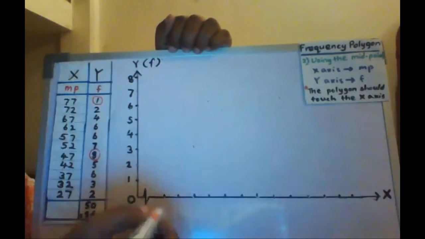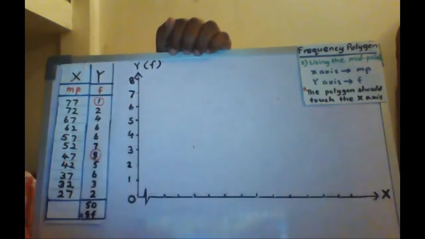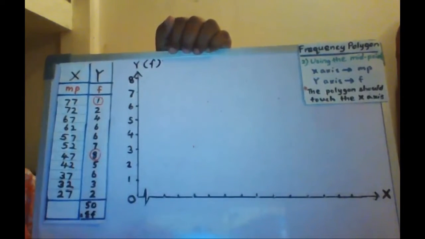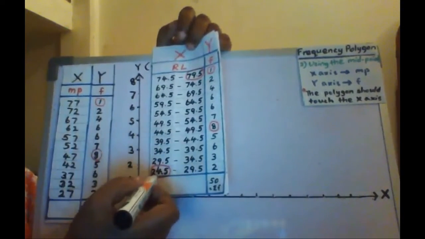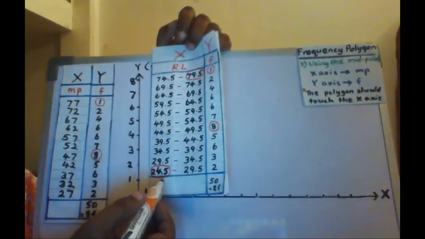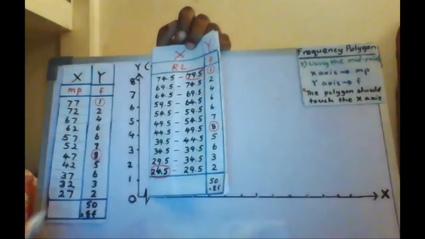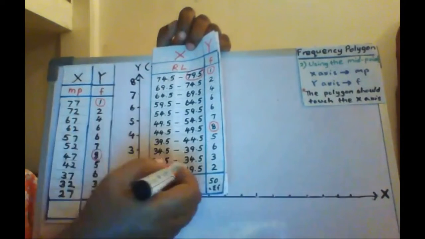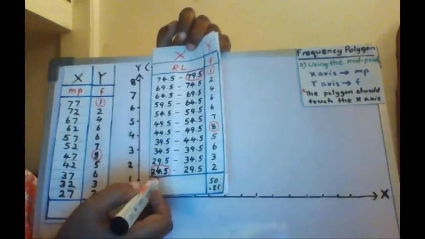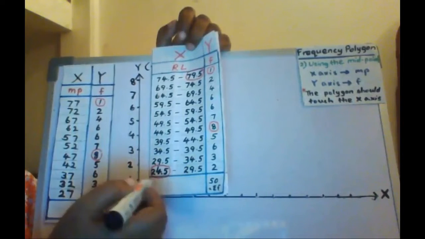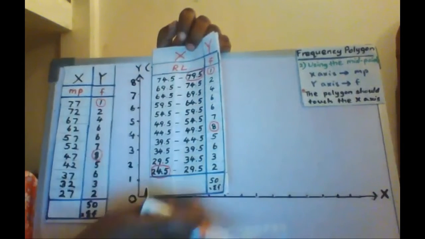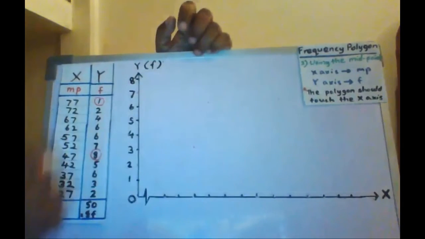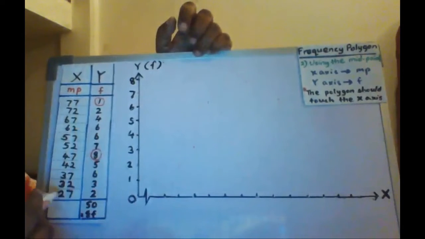Now we have to scale the x-axis, right? Earlier when drawing the histogram, as you can remember, we took the 24.5 as the lowest value and 79 as the highest value. We didn't take 29.5 because there was this value, 24.5 lower than 29.5. So this one and this one, right? This is the lowest, this is the highest. In this case, we have only one column, right?